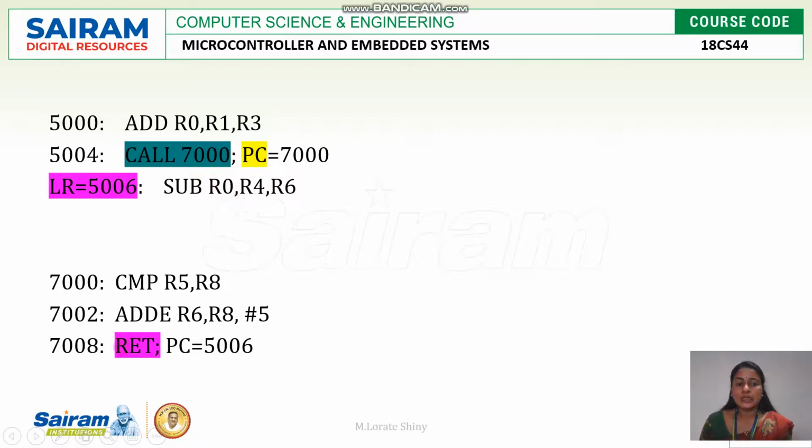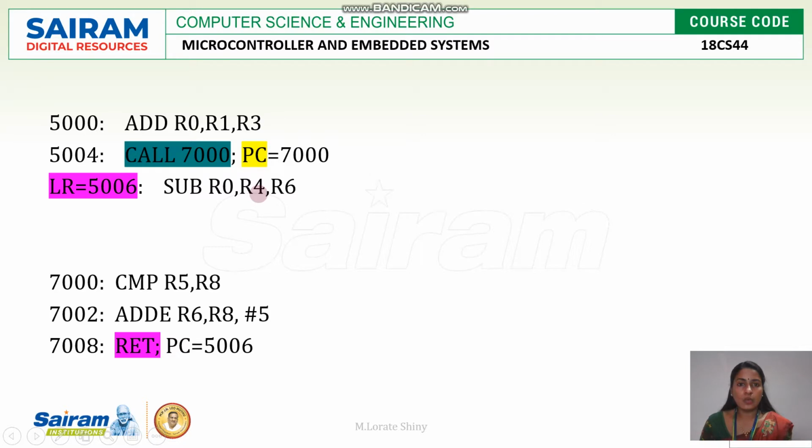So what return will do is, during the execution of the return instruction, the PC will get the address from the link register. So the PC address will be 5006. We all know the program counter stores the address of the next instruction to be executed. So the ARM processor will check the program counter, find 5006, go to that location, execute this instruction and continue with the next instructions.